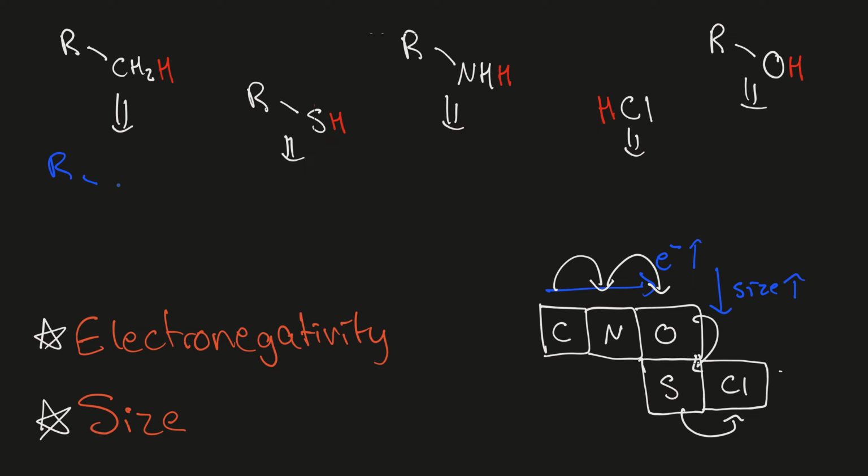We have an R group with CH2, an R group with a sulfur group, an R group with an amine group right here, NH, and just chlorine, and then we have an R group with an oxygen, or an alcohol group. These will all take on a negative charge. And so we're going to compare the stability of that negative charge on those atoms.